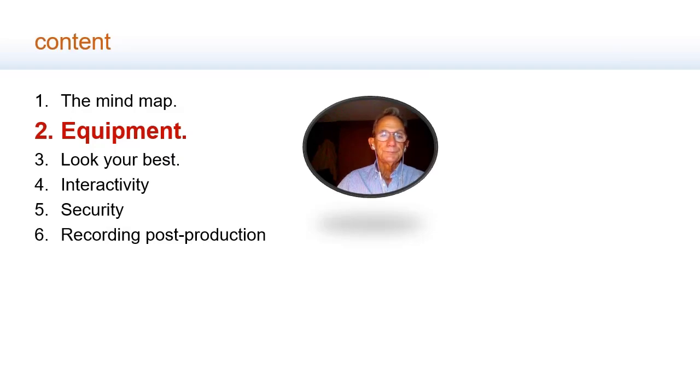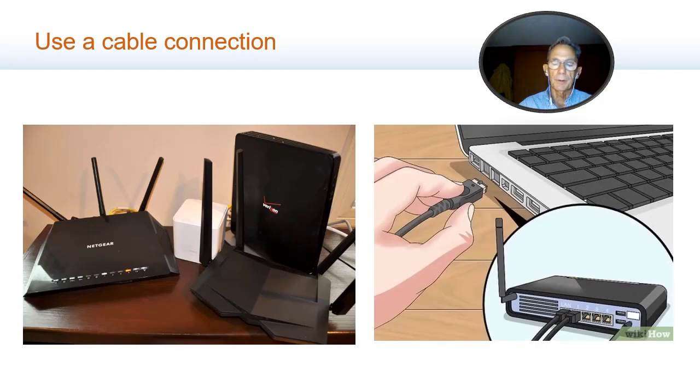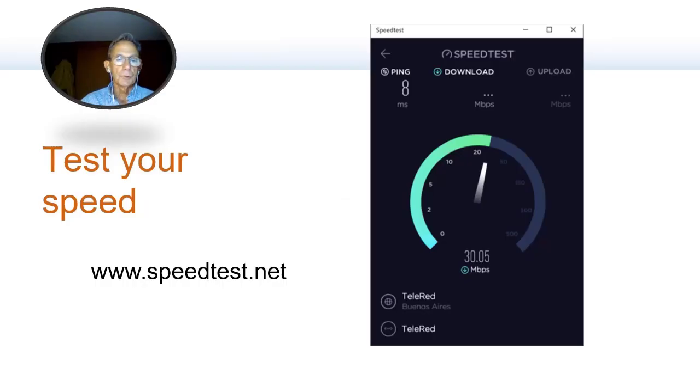Equipment. Use always a cable connection. Wi-Fi connections are not as stable as with cable, so always plug in a cable that comes from the router into your computer. Make sure the speed you have is good enough. There are many places you can test it. This is a good link. It's www.speedtest.net. This will allow you to see how fast your internet is at the time of the presentation.